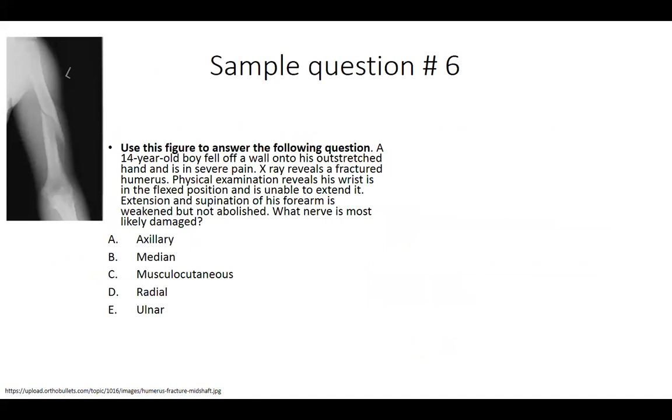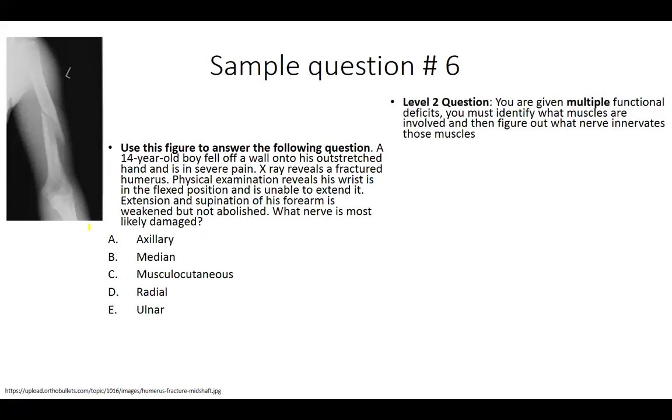This one's a little tougher. Now, I'm giving you a radiograph because a lot of times in the exam, you can have radiographs being shown, and then you have to figure out what's going on. So in this case, you'll see, use this figure to answer the following question. Now, this is a level 2 question. You're given multiple functional deficits within the question, and you're going to have to identify what muscles are involved and figure out what nerve innervates those muscles. So again, looking at the question, what nerve is most likely damaged? So again, we know that it's asking for a nerve this time.